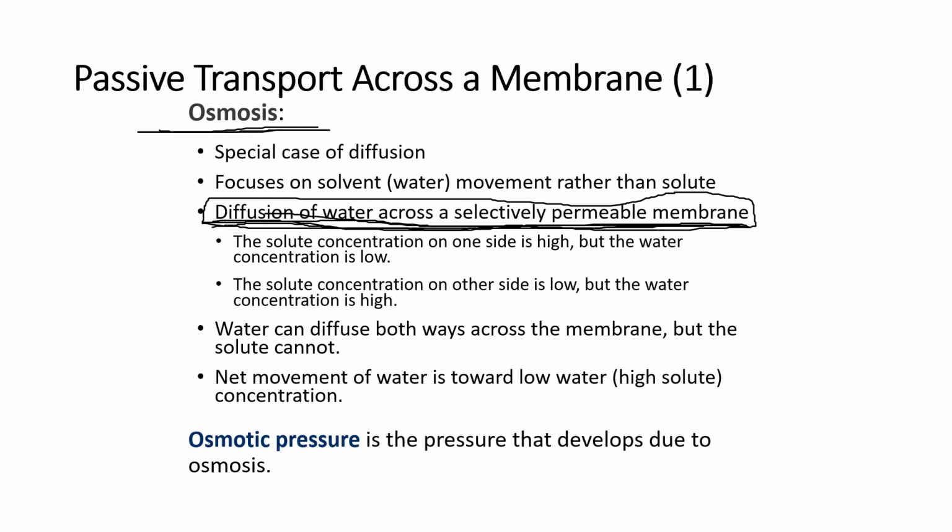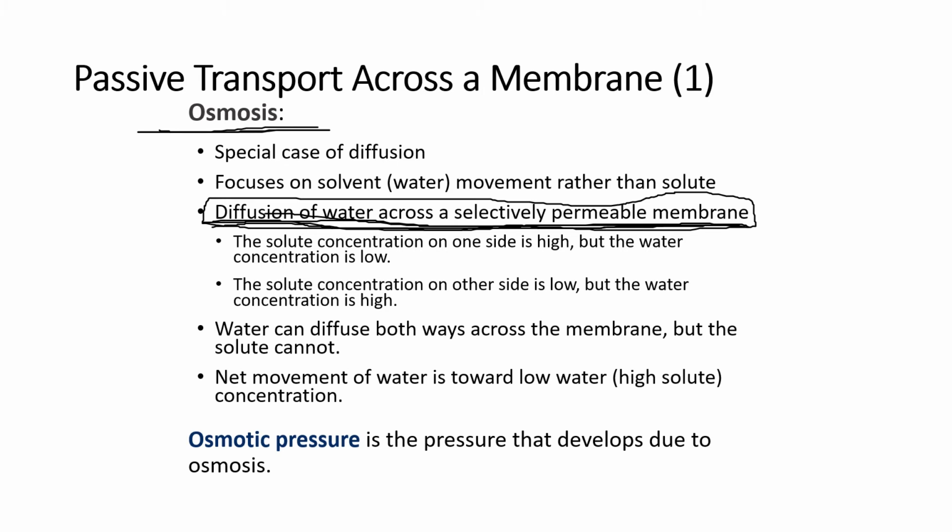The water concentration is opposite of the solute concentration. So if there's lots of solute, there's very little water. And if there's lots of water, there's very little solute. And it's basically a space thing. If you're sitting on the couch, your dog cannot sit there. Your dog or your cat. So where there's a lot of solute, there's very little water. Where there's a lot of water, there's very little solute.